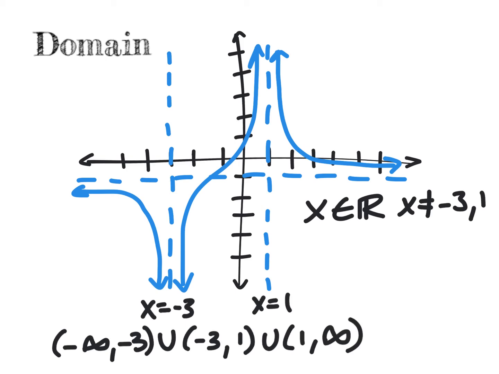I like to think of interval notation as how many intervals are there on the graph, how many parts of the graph exist. And there's 3 parts, so I have to put 3 separate sections connected with a U between those sections. Now let's talk about range.